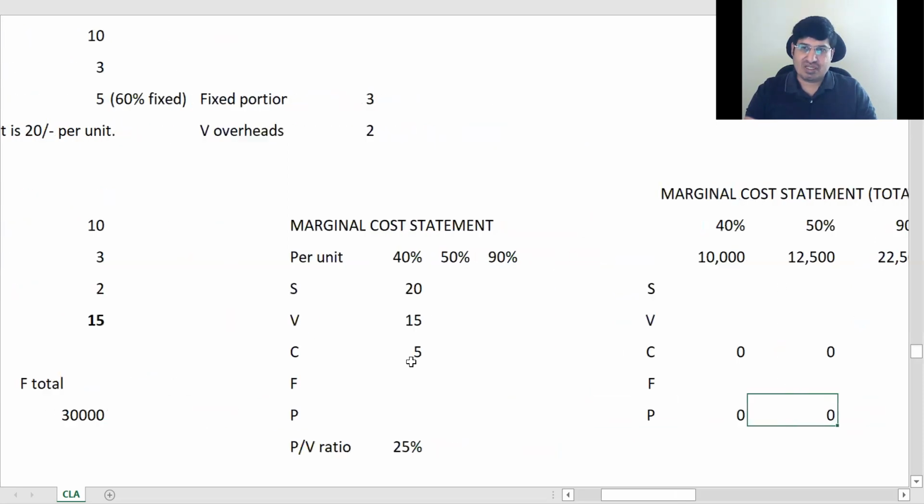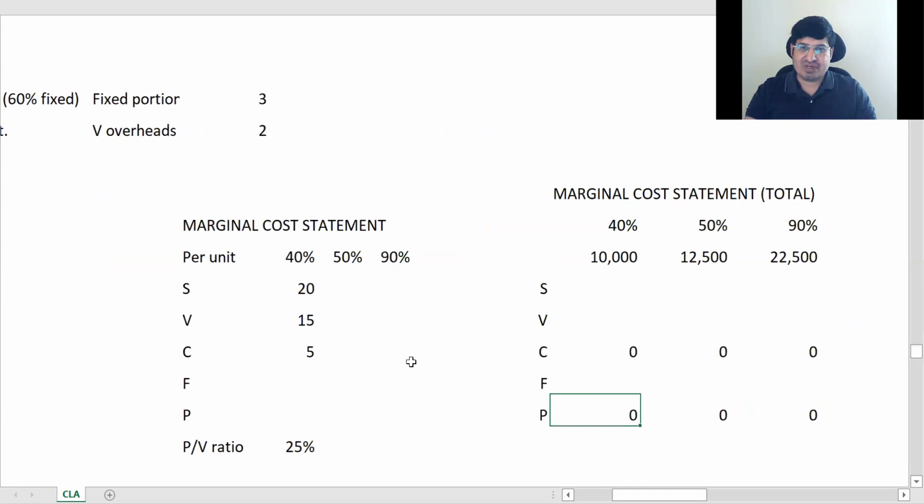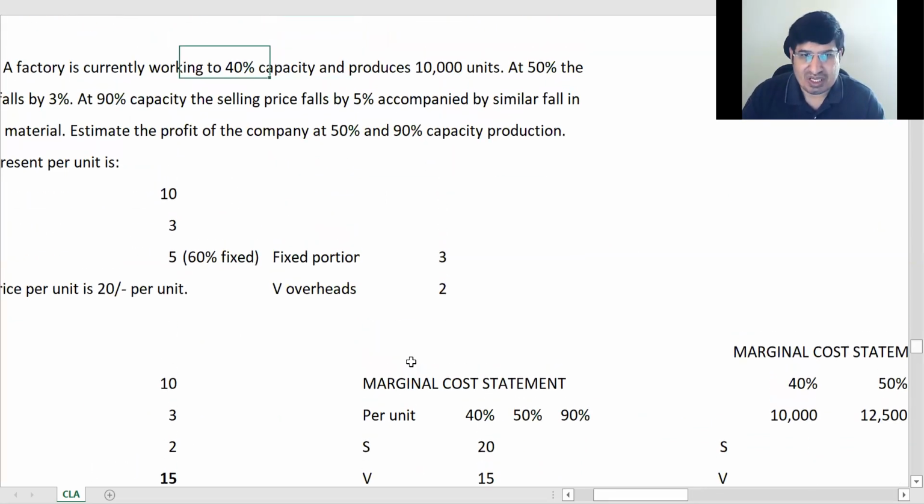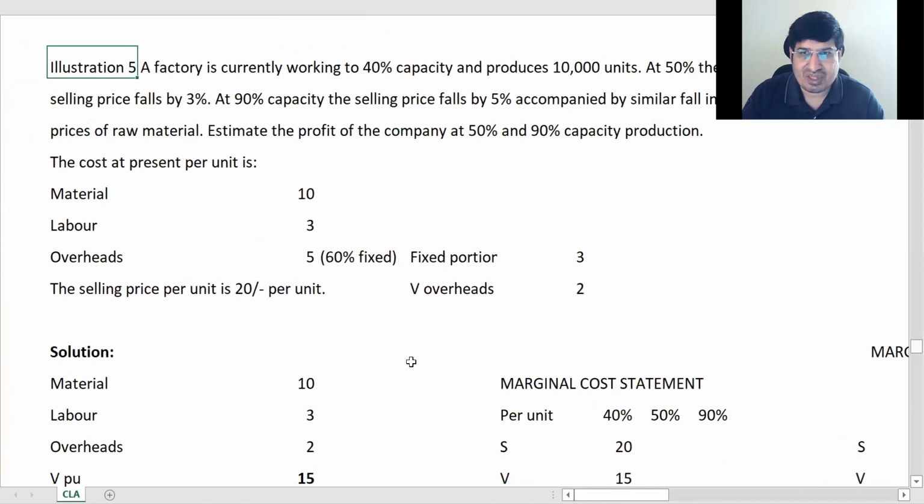Chalo, now we'll start with the total statement, right? So now, one more thing we can put in the per unit statement is they've given some data of change in selling price and all, right? That we will put here. Here, look, they have given some more data. At 50%, it is given that selling price falls by 3%, okay?